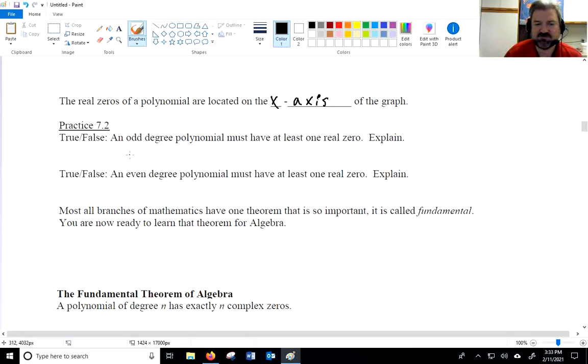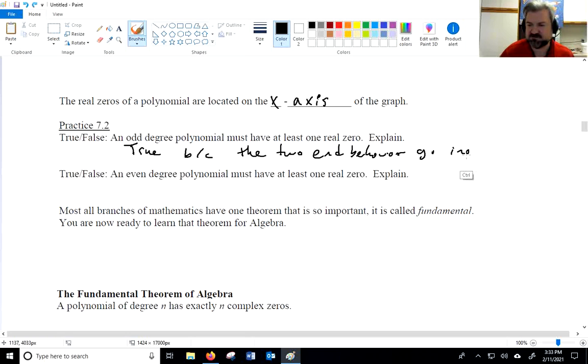Well, I hope you agree that that's true. That's true because the two end behaviors go in opposite directions. We've seen some pretty curvy looking graphs, but if it's an odd degree, it must go something like that or something like that. It has to go up or down forever.